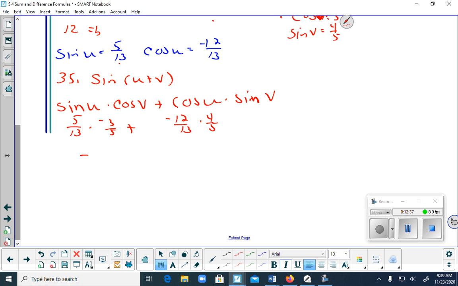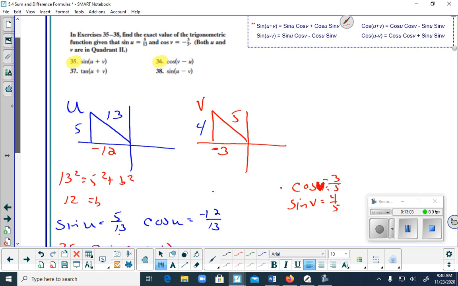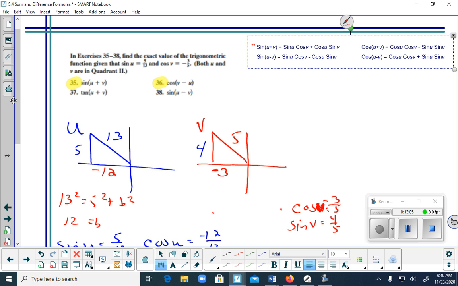So this will be -15/65, and then plus -48/65. And when I add those together, I get -63/65, and that is the sine of u plus v. And real quick check, it has to be between -1 and +1. It can't be anything larger than that. So that's all right, that is the sine of u plus v.